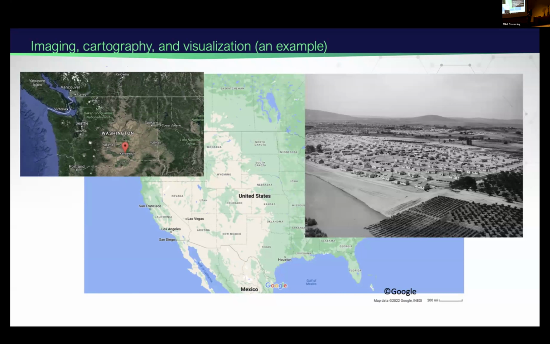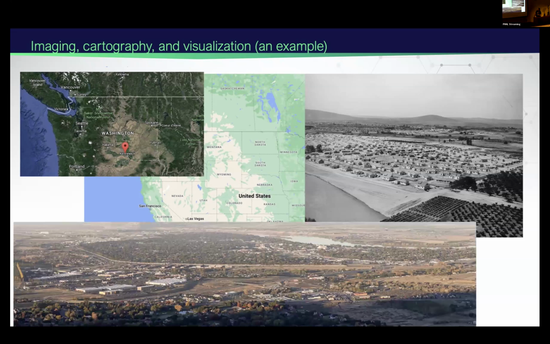And here's a picture of Richland. You can find on Wikipedia when it was formed in 1944, when they were building the Hanford site. This is how we've terraformed this area. I always joke that if you want to know whether we can terraform Mars, this is a pretty good use case.